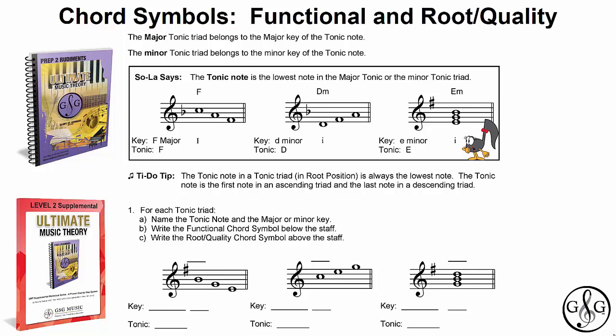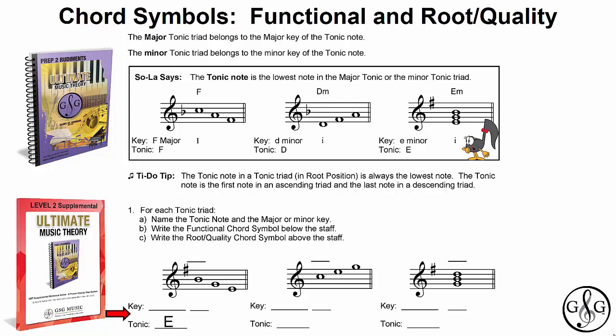Now let's use this step-by-step system to write down your answers as we do this page together. You ready? So question number 1. For each tonic triad, name the tonic note and the major or minor key. So the tonic note is the lowest note of the triad, and it's always written as an uppercase letter. So the tonic note here in the very first question is E.